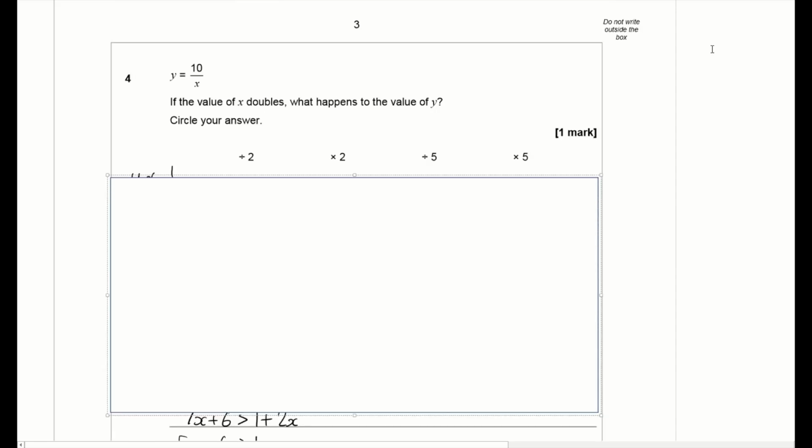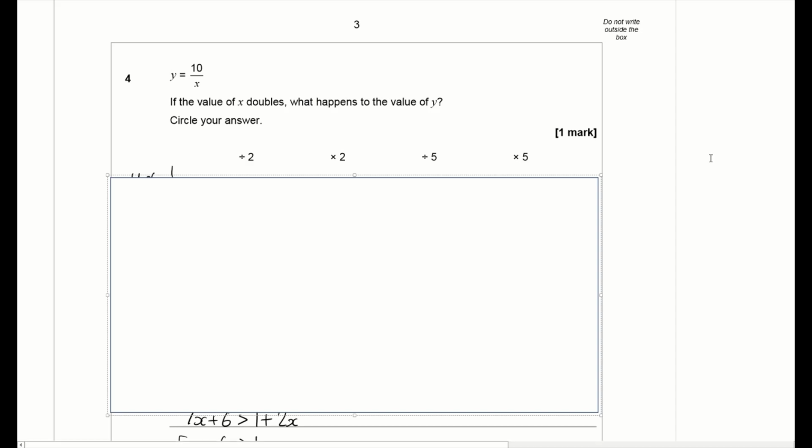Question 4. Y equals 10 over x. If the value of x doubles, what happens to the value of y? Circle your answer. Now, there are two ways you could approach this depending on how familiar you are with the concept of proportion. You could very easily substitute values of x in, get a value of y, double the value of x, and check what happens to the value of y with regards to whether it's doubled or halved or times by 5, etc.